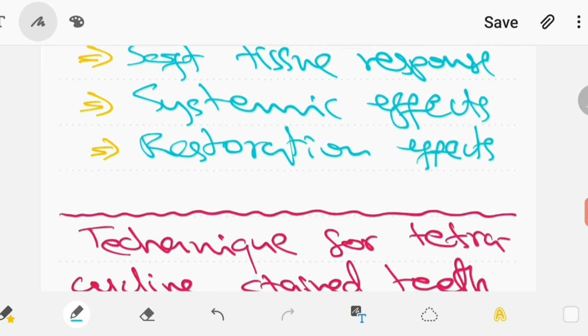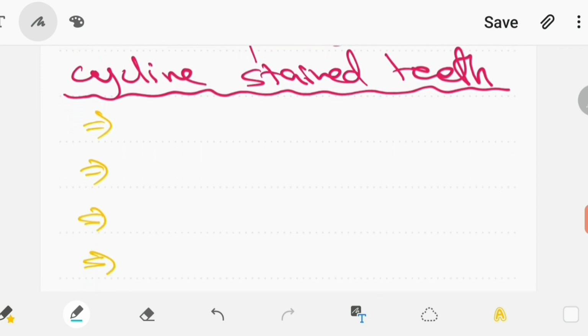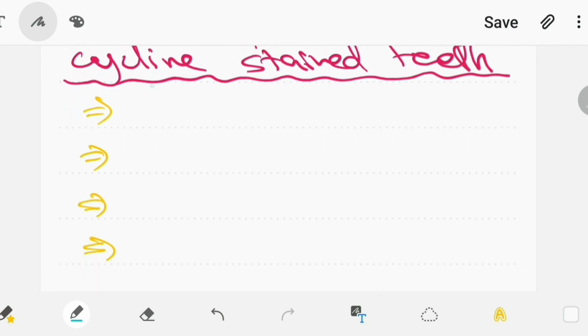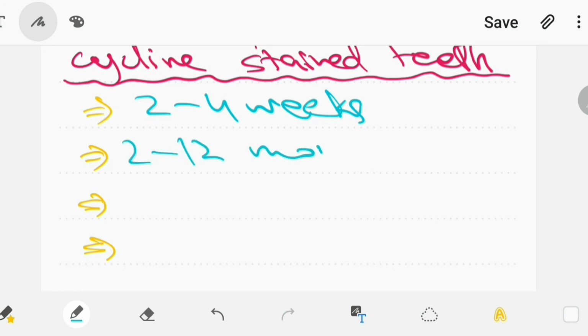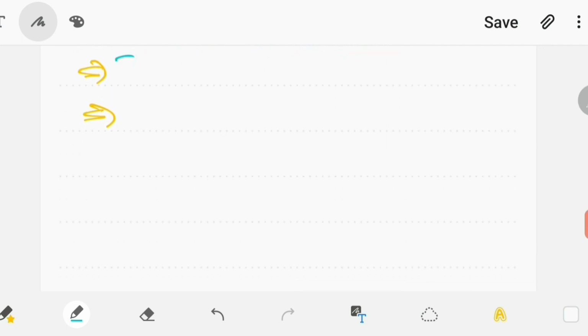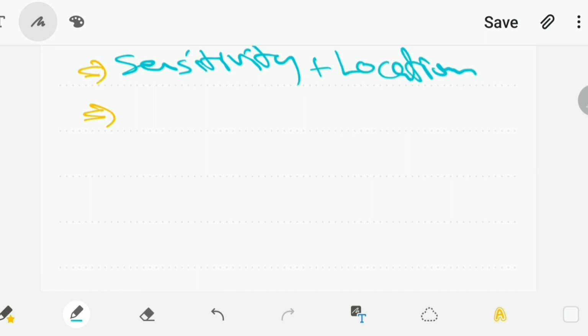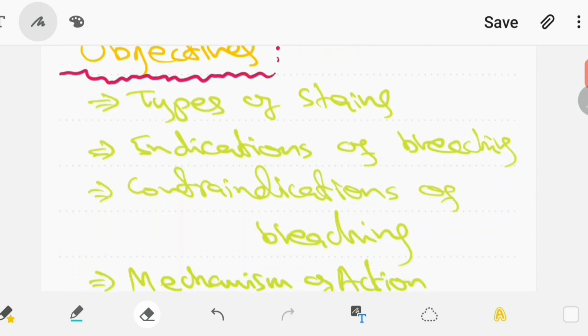Now let's move towards the technique for tetracycline stained teeth. The normal bleaching time for tetracycline stained teeth is about 2 to 4 weeks. But some stained teeth can also take about 2 to 12 months of daily treatment. It is important to assess the sensitivity of the tooth and the location of the stain area, because teeth which are heavily stained in the gingival third area have a poor prognosis. And that's the end of tooth bleaching lecture part 2.